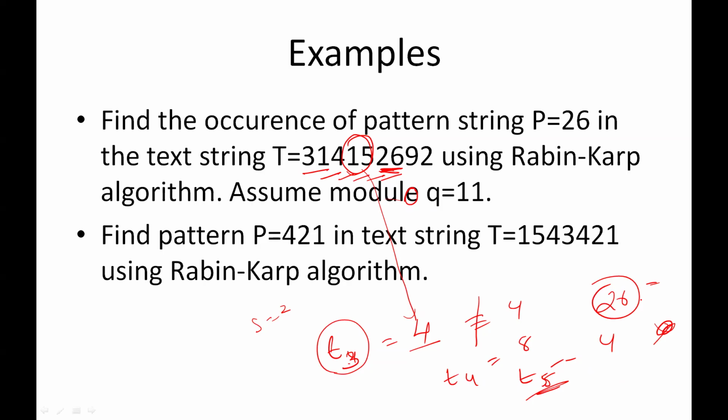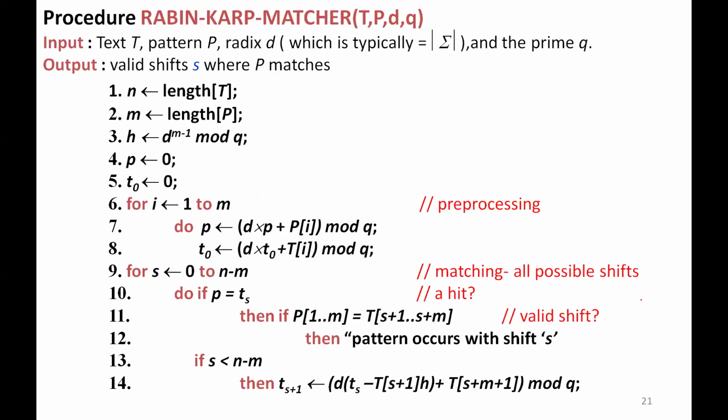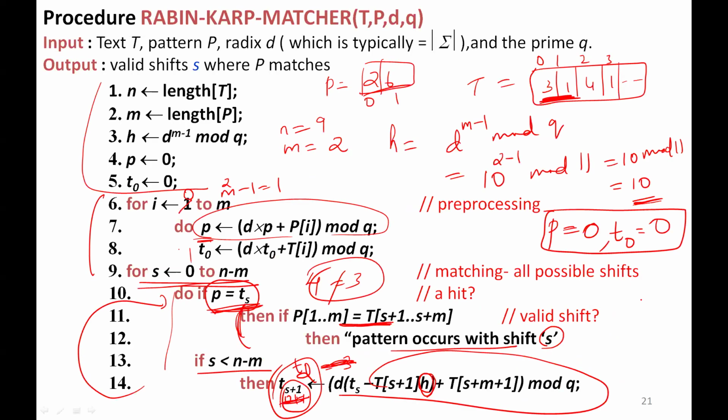Then you move, check forward for T of 6, T of 7, etc. You get different values. And finally, the loop will end. When will the loop end? When S is less than or equal to N minus M. So when it is less than 7, you can stop. So it will go till S is equal to 6. When it becomes S is equal to 7, you can stop. So this way you found a single match at the fifth shift.